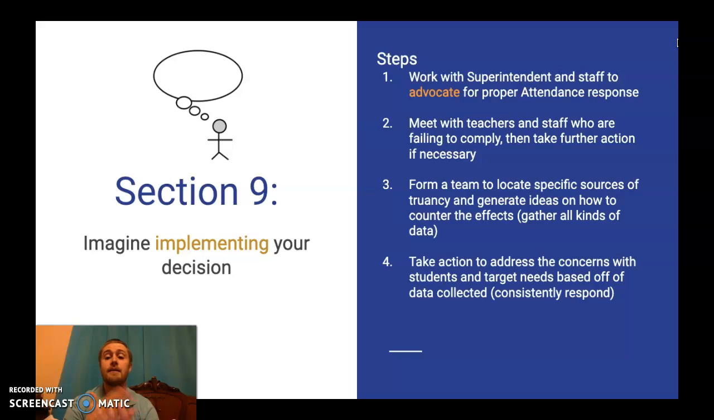And again, I want to consistently respond to attendance concerns, not just this is approved by this teacher for these reasons, and not just one student is exempt because he's our star quarterback, right? I want to make sure we consistently respond and have policy in place that will address these needs.